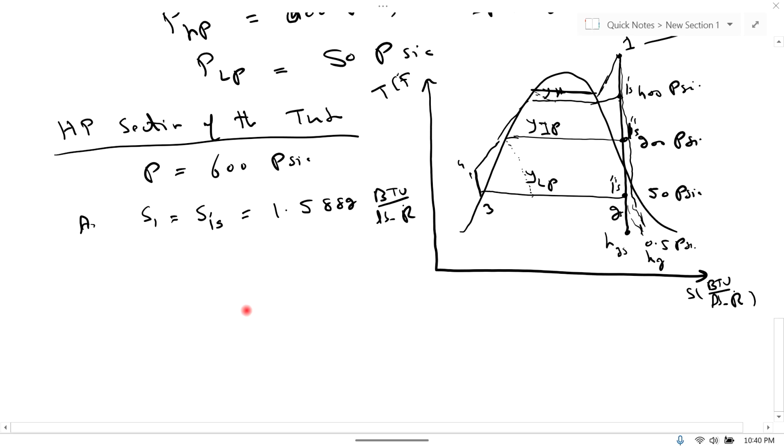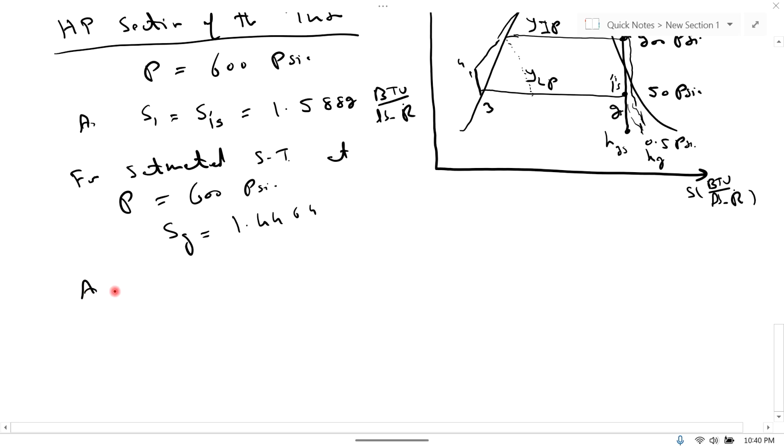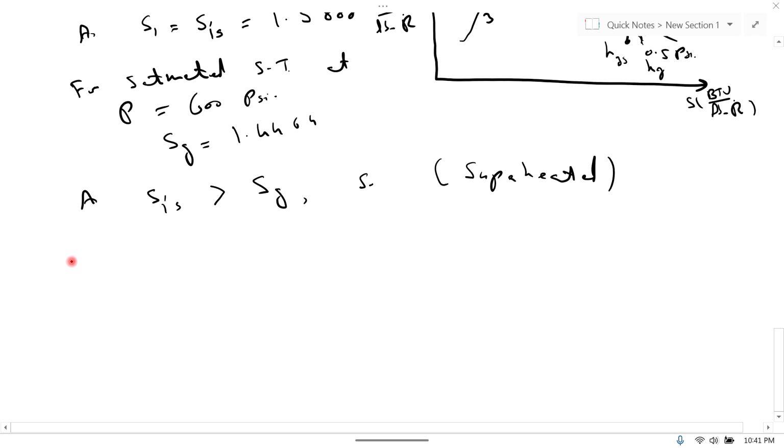So first we check whether this is in the superheated region or in the wet region. From the saturated steam table at pressure equal to 600 psia, Sg is equal to 1.4464. As S1 dash S is greater than Sg, it means the region is superheated. It means that the high pressure region of the turbine is in the superheated region, so we will use the superheated steam table.